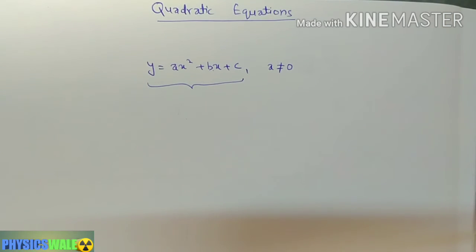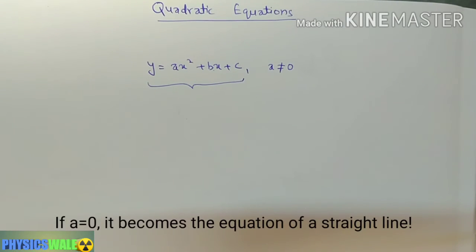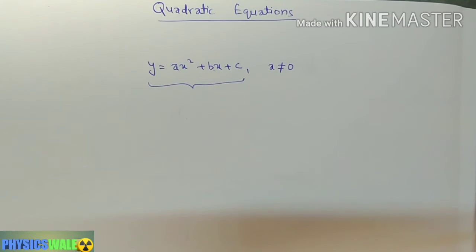The quadratic equation: y is equal to ax square plus bx plus c, where a is not equal to 0. This is the standard form of a quadratic equation. The highest power of x in this equation is 2, while that of y is 1.